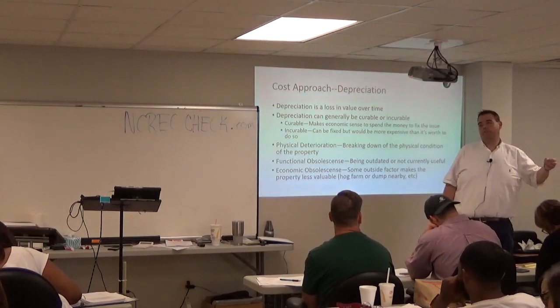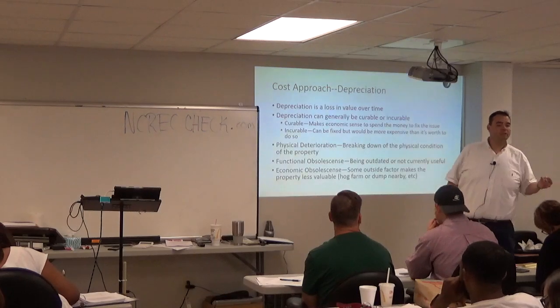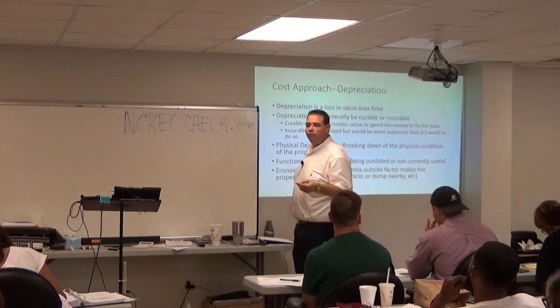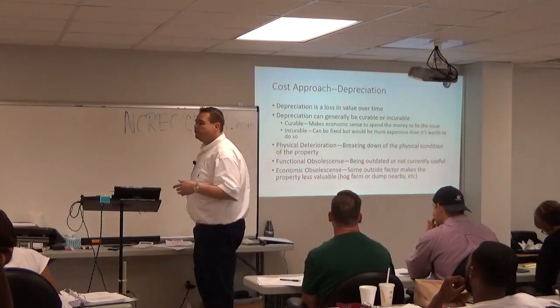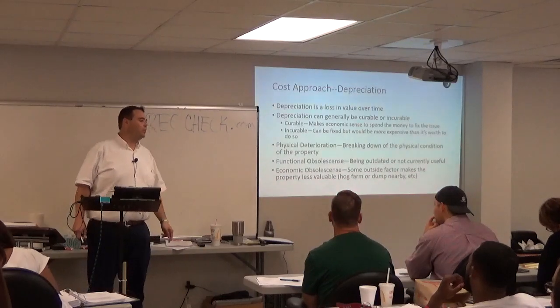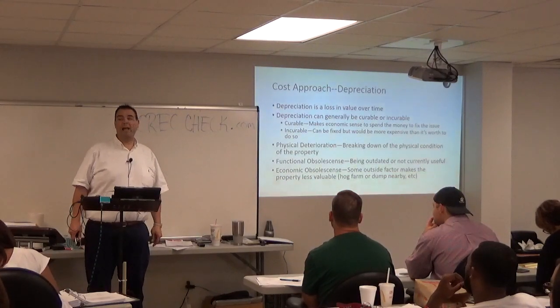The airport is an economic obsolescence for Briar Creek. Why? Noise, traffic. A rock quarry would be an economic obsolescence nearby. Why? The blasting.